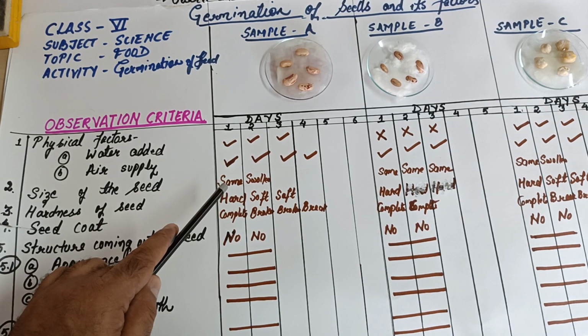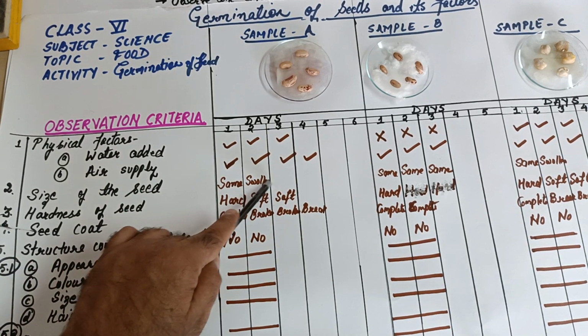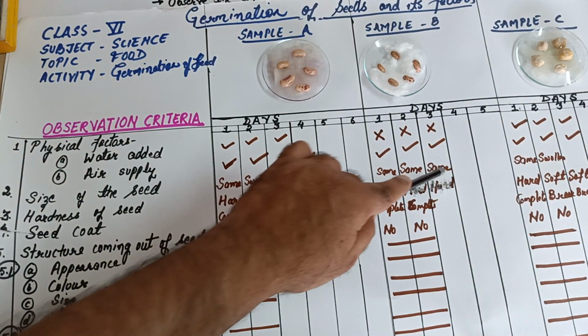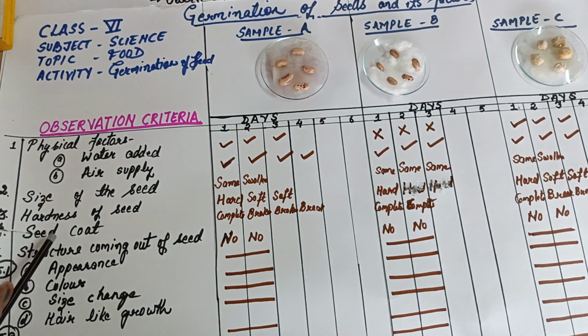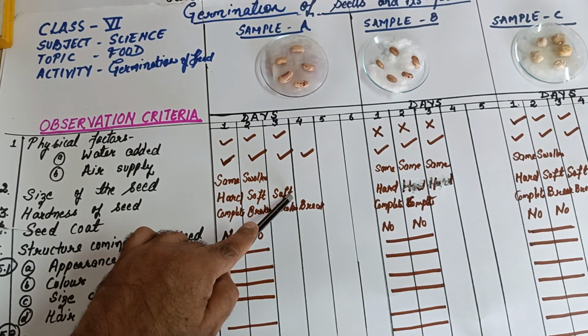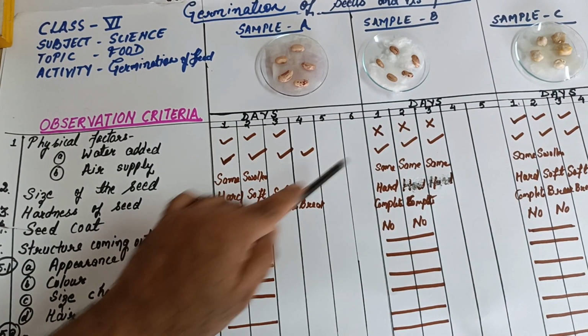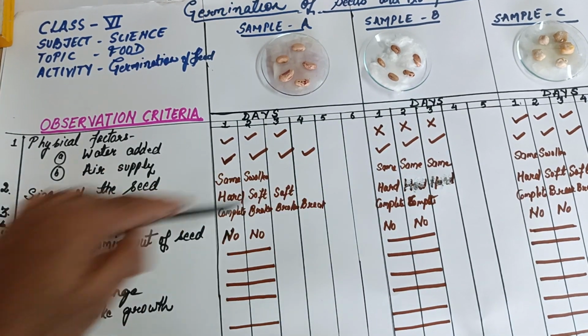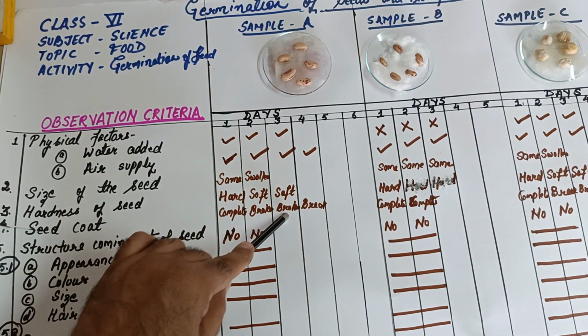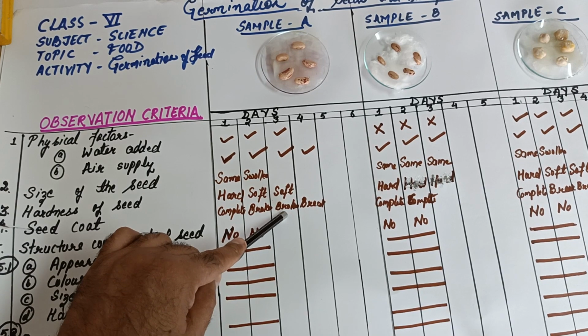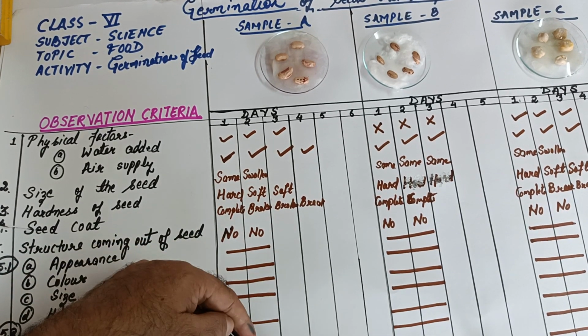Okay. We continue with the size. The size is still swollen, whereas in sample B it is same. Hardness is reduced, that is more softer. This sample B is still harder. Seed coat has broken now, and we'll be now checking out the various parameters which are required here.